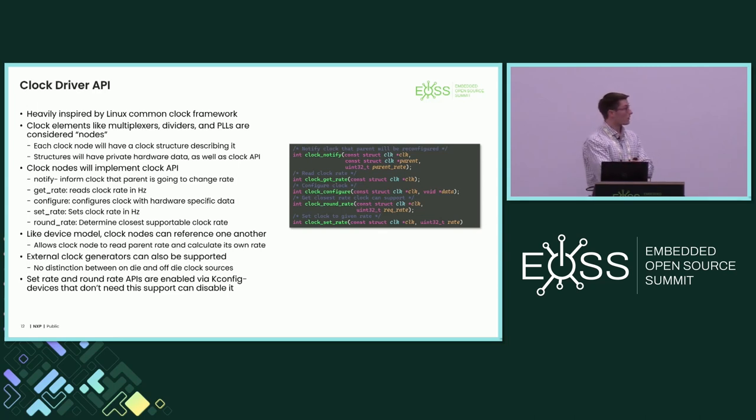It's also worth noting that within this, because we have each clock node being represented by a clock structure, things like external clock generators could be supported with this, since there's no explicit requirement that the clock implementation, that is, the struct clock, be describing something that's on the die versus an off die FPGA or something generating a clock that is then going to get used by the SOC.